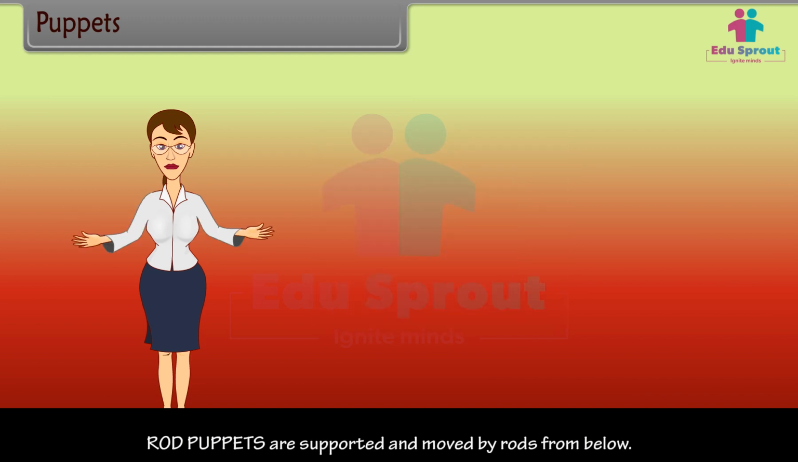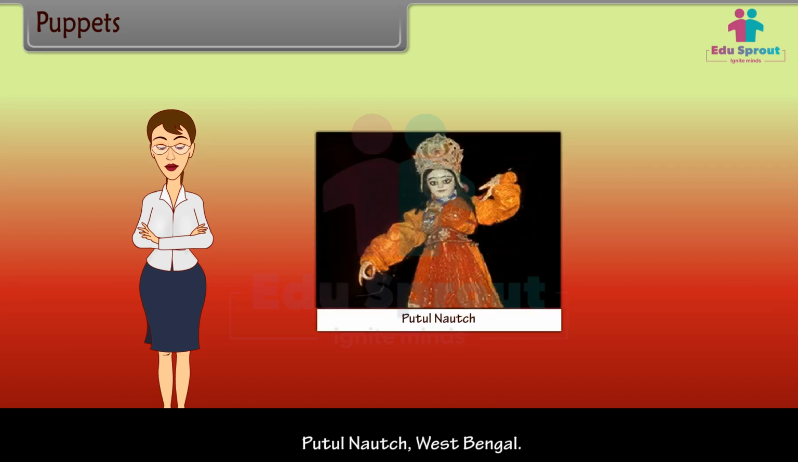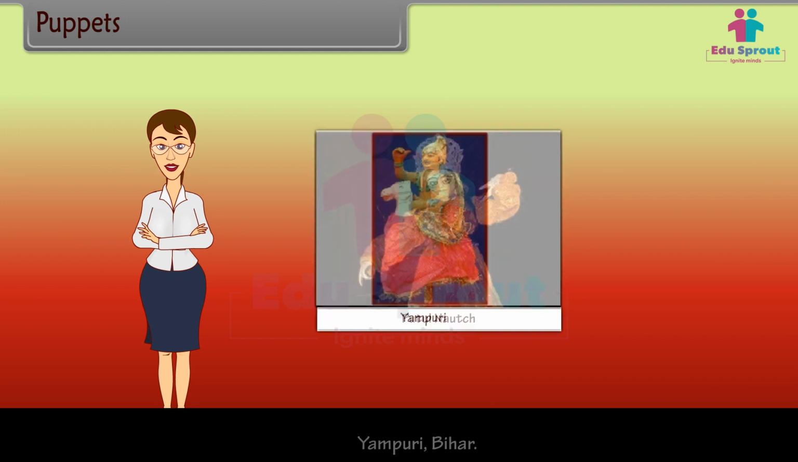Rod puppets are supported and moved by rods from below. Some examples are Putul Nach, West Bengal, Yampuri, Bihar.